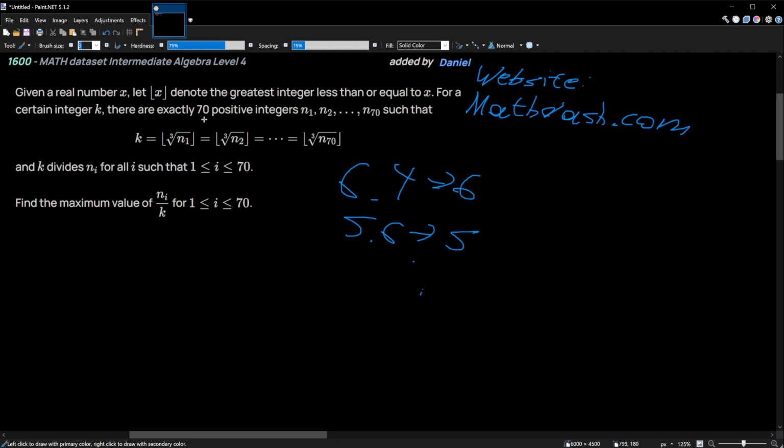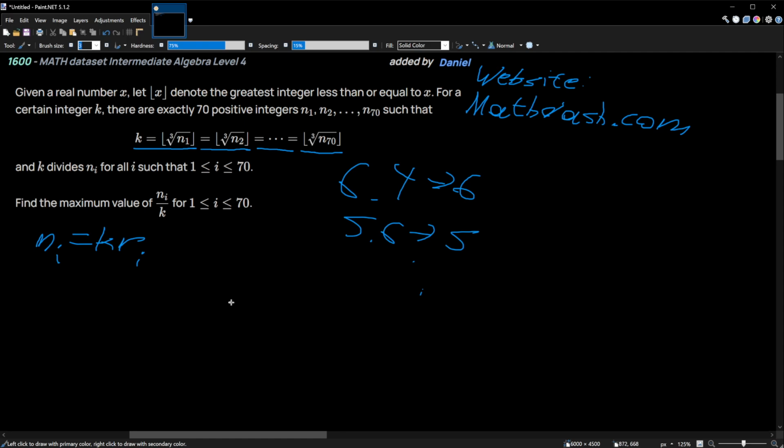For a certain integer k, there are exactly 70 positive integers n1, n2, up to n70, such that k is the floor of the cube root of n1, which is equal to the floor of the cube root of n2, and so on, until you get to the floor of the cube root of n70. And k divides n sub I for all I from 1 to 70. Okay. So if k divides n sub I, we could say that n sub I is equal to some k times some r sub I, right? And it says find the maximum value of n sub I over k for I between this interval.